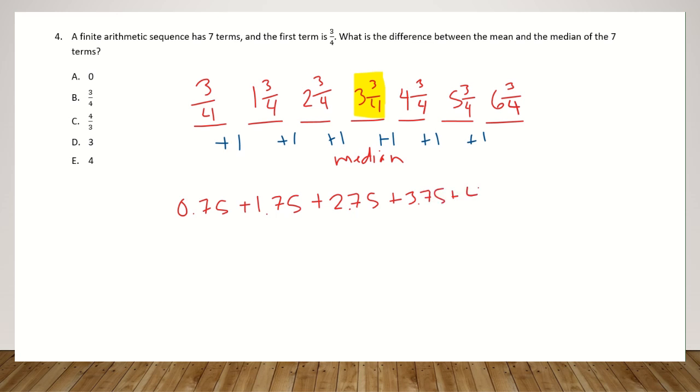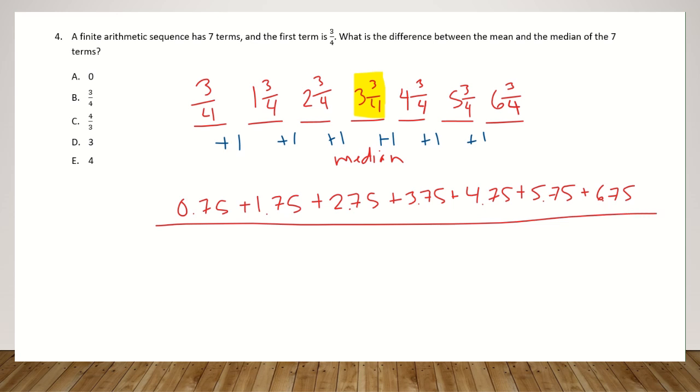right? So if we add these all up, and then divide by how many numbers we had, which is 7. There's 7 terms, right? So you add up the whole top and divide by 7, and you end up getting 3.75. You get 3 3/4.